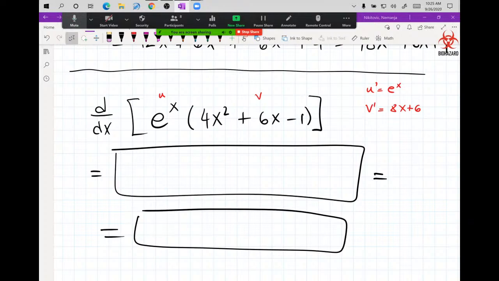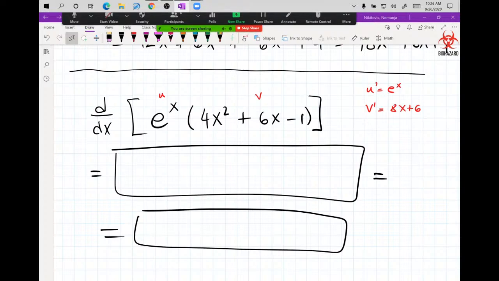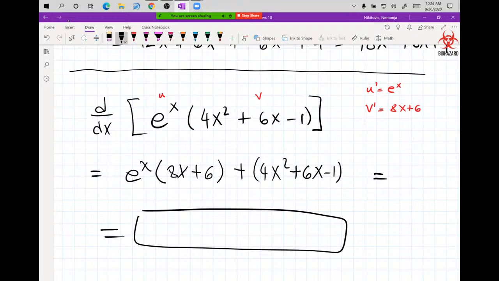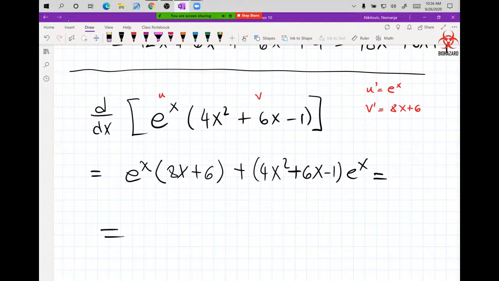Okay, that should be plenty of time. And yeah, I think the answer on YouTube should be good. So we have: copy the first, derivative of the second, which is 8x plus 6, plus copy the second, which is the whole 4x squared plus 6x minus 1 deal, times the derivative of the first, which stays e to the x.